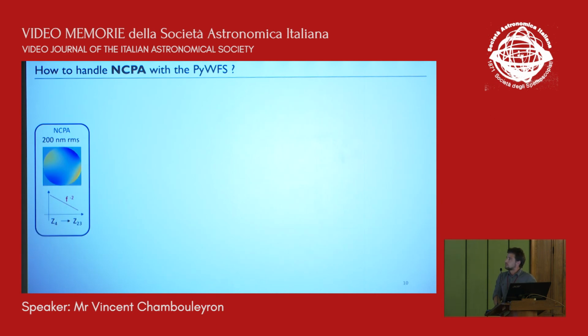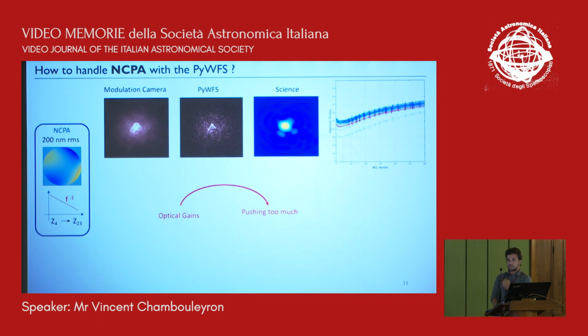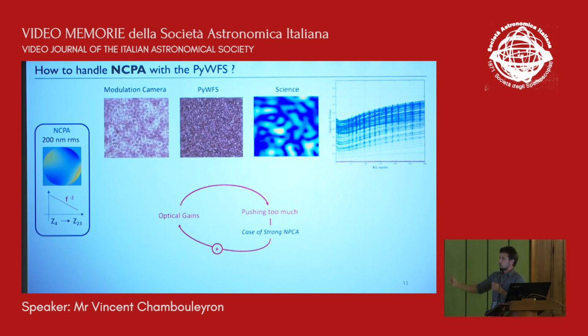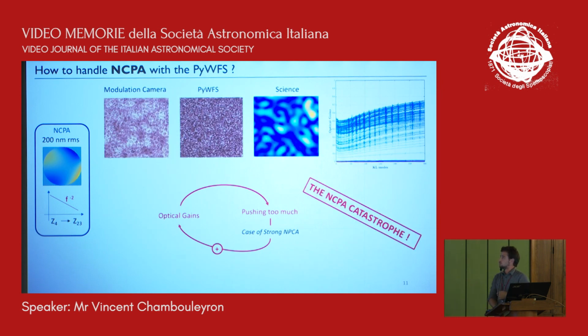There is even a worst-case scenario if you put even more NCPA. Here it's 200 nanometer RMS. When you do that, as I said, you are pushing too much when you set the reference, but if you have a strong NCPA, you will create optical gains because you're pushing too much. And when you do that, you're going to create more optical gains, so you're going to push too much, and it's going to be a vicious circle, and the loop can diverge. So it's what I call the NCPA catastrophe.